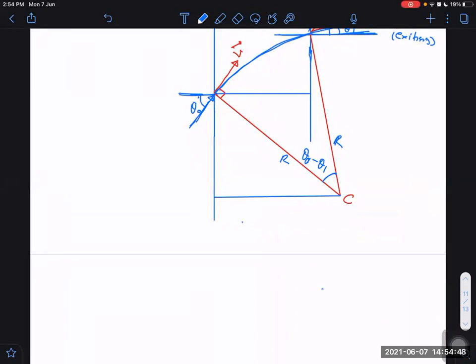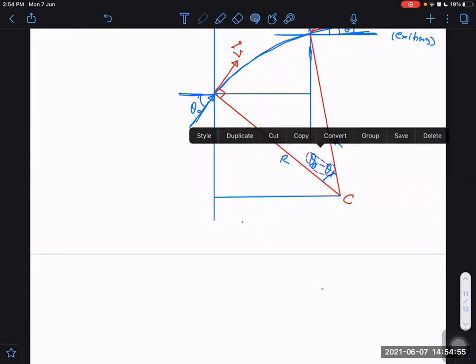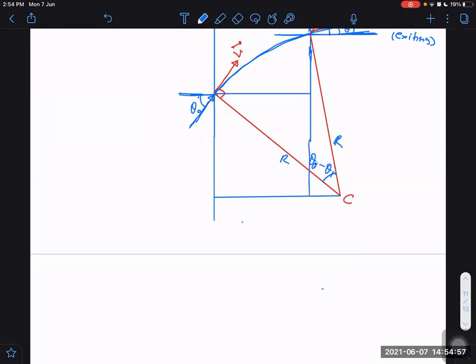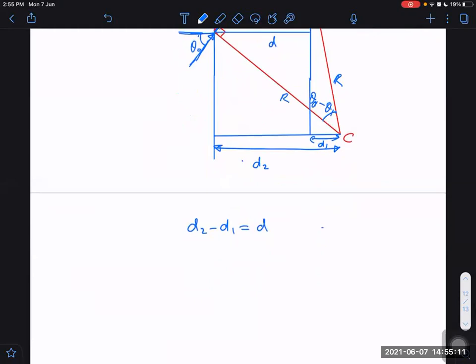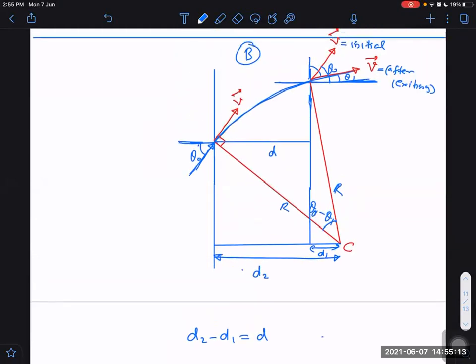Can you think of some relation or not? I can think of this relation. Total distance, let us say, is d2, and this is d1. Then the width is d. d2 minus d1 is equal to d. What is d2?